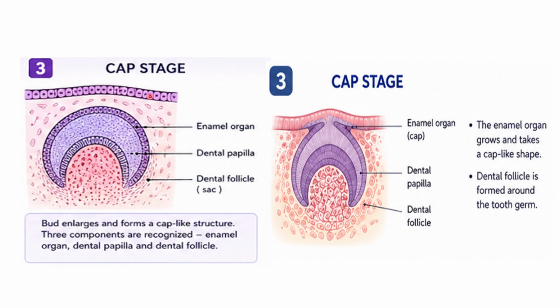So the next stage is the cap stage. In this, the bud enlarges and forms a cap-like structure. In this, we can see that there is formation of the enamel organ, dental papilla and dental follicle. So this is the beginning of the morphodifferentiation in the tooth development.